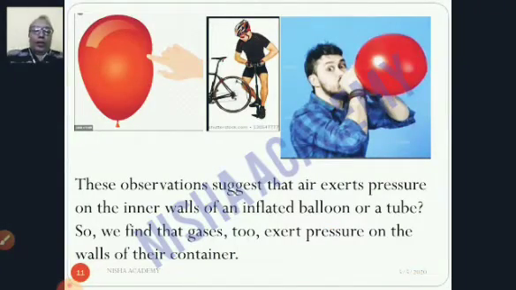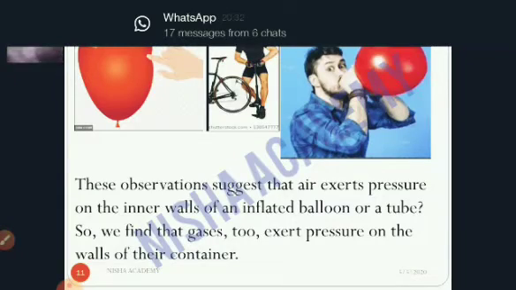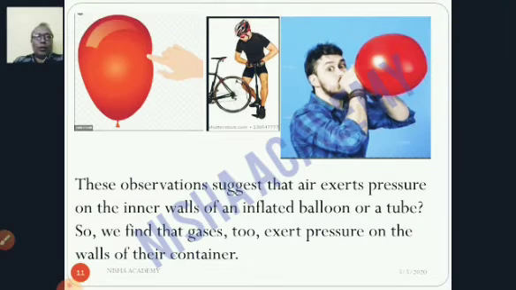Similarly, you can see there is a figure of a balloon. Try to inflate the balloon and push the balloon from one side. You can easily push, but as soon as you remove your finger, the balloon takes its original shape. What makes it so? The air filled inside the balloon creates a pressure on the inside wall of the balloon. Similarly, in the second figure, you can see that a boy is trying to fill air in his cycle tube. What can you do?